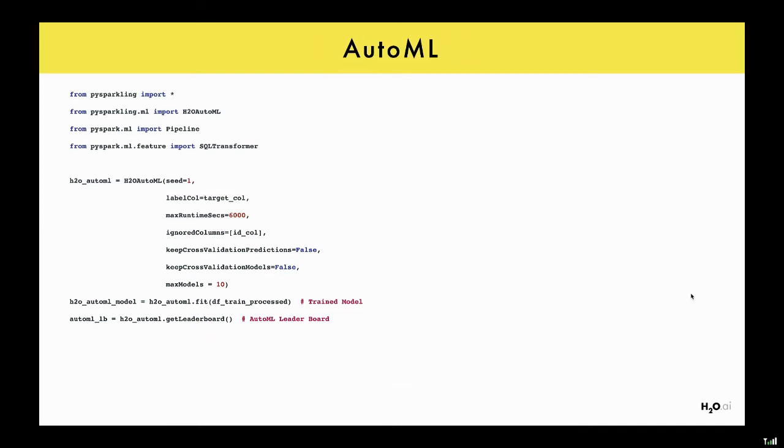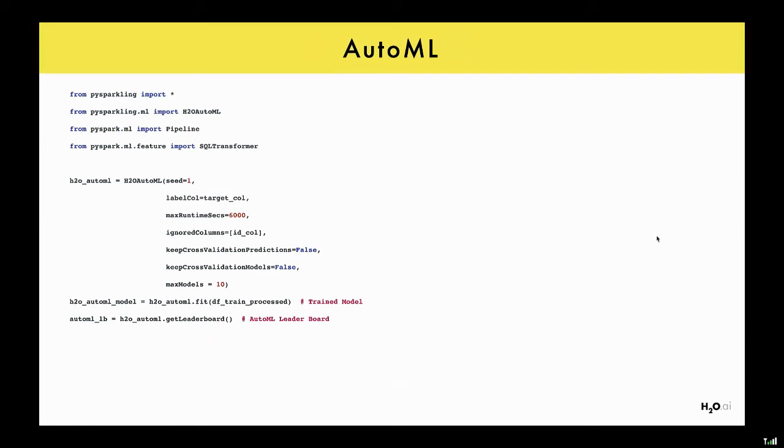And I can also specify ignored columns if I know that the ID column is not helpful for me. I can also specify ignored algorithms if I know that I don't want to use XGBoost. I can ignore that algorithm. I can tell that to AutoML, and you can also configure AutoML, for example, to not keep cross-validation predictions. We just throw them away, and so on.